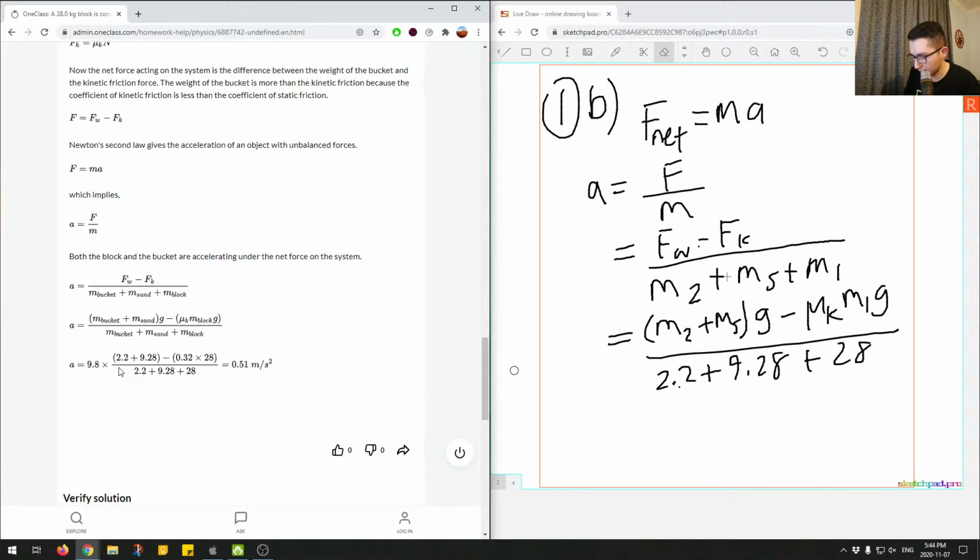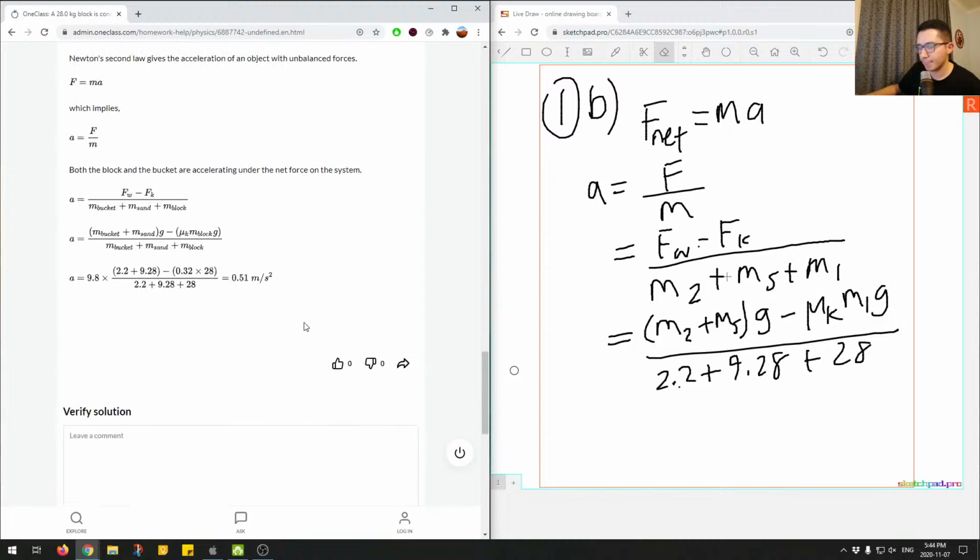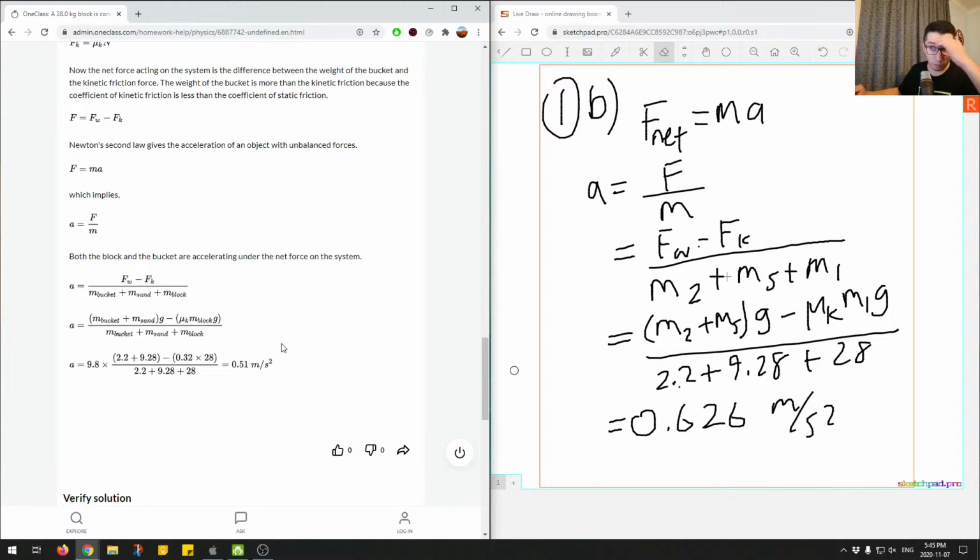So let's just plug this into our calculator. We have 2.2 plus 9.28 times 9.8, and then minus the coefficient of kinetic friction, 0.32. Let's double check that that's the correct number. Yep. Times 28 times 9.8. And then divided by 2.2 plus 9.28 plus 28. Okay, so I got 0.626 meters per second squared. So they got 0.51. So I'll just double check the math on this.